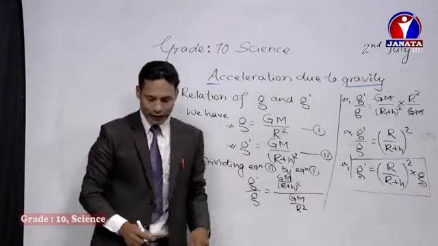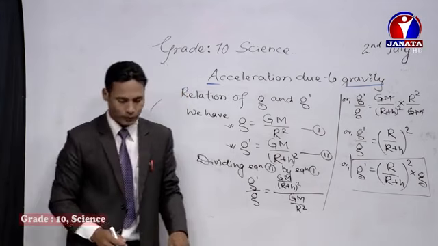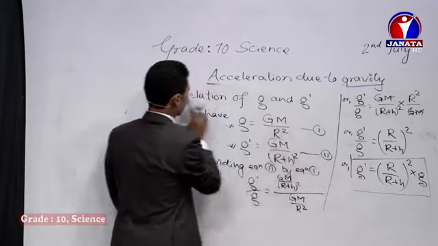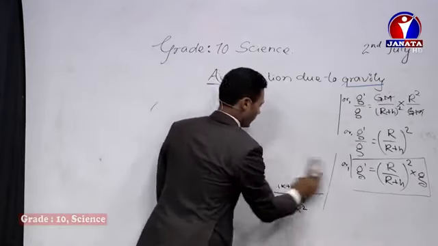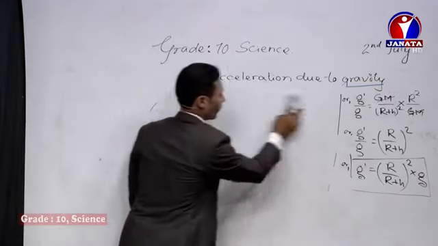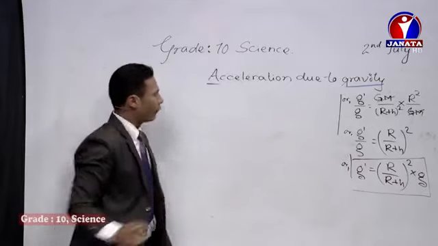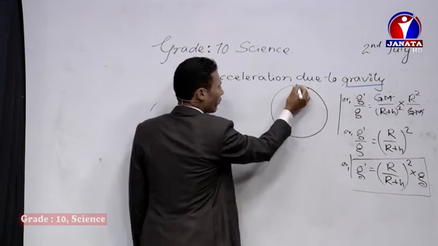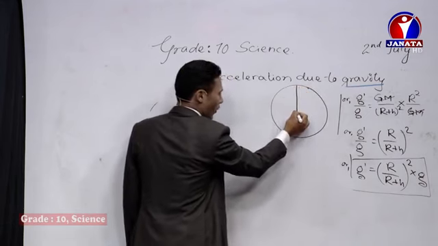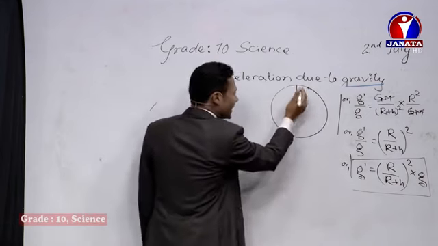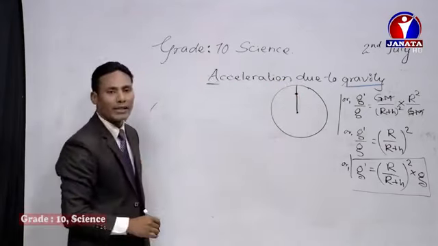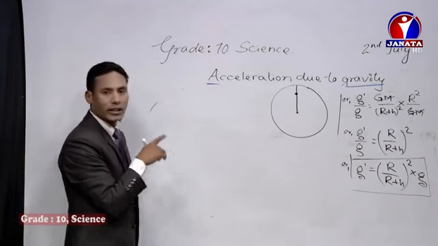That is the relation between these two. Similarly, this one is the relation. Similarly, if we take the object beneath the surface of the earth, what I mean is, if I dig a hole and put the object here, suppose here is the object, then what will be the acceleration due to gravity in this condition?